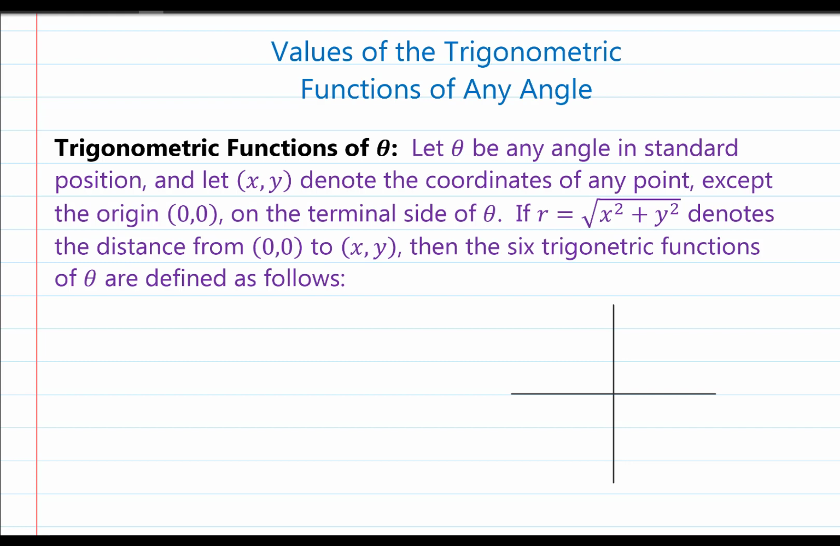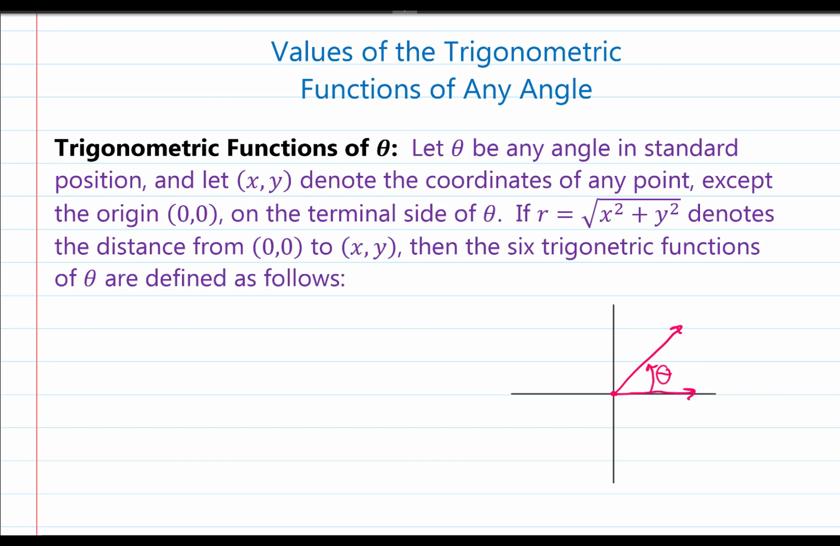So let's let theta be any angle in standard position. As you might recall, standard position means that the vertex of the angle is on the origin, and that the initial side is coinciding with the positive x-axis. We're going to let x comma y denote the coordinates of any point except the origin 0, 0 on the terminal side of theta. So what we're going to do here is put the terminal side in any quadrant. I'm going to choose quadrant number 1, but I really could choose any quadrant, and here's angle theta.